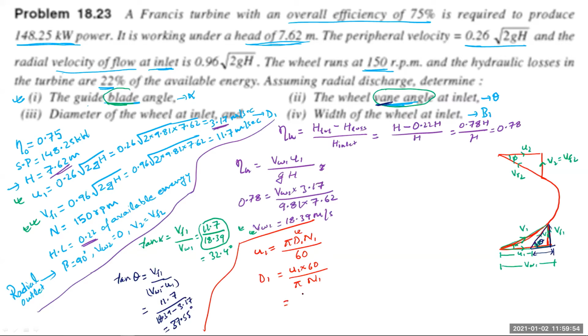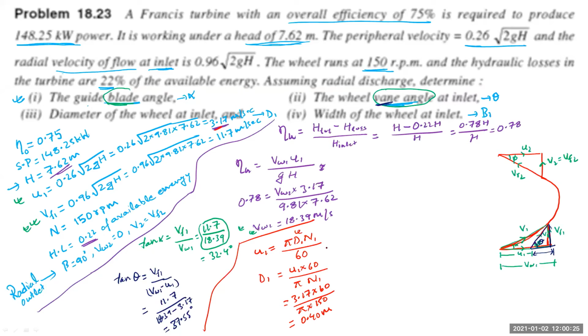Okay, so substitute those values. U1, what is the value of U1? U1 is 3.17. 3.17 into 60 divided by pi into capital N, which is your 150. Now calculate for this and tell me the answer. 0.40 meters, sir. 0.40 meters. So in mm, it will be 400 mm. Okay, it is in meter.